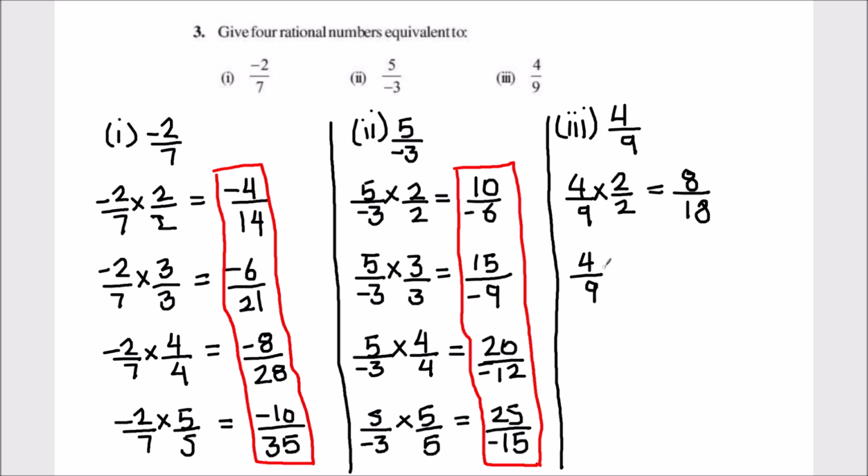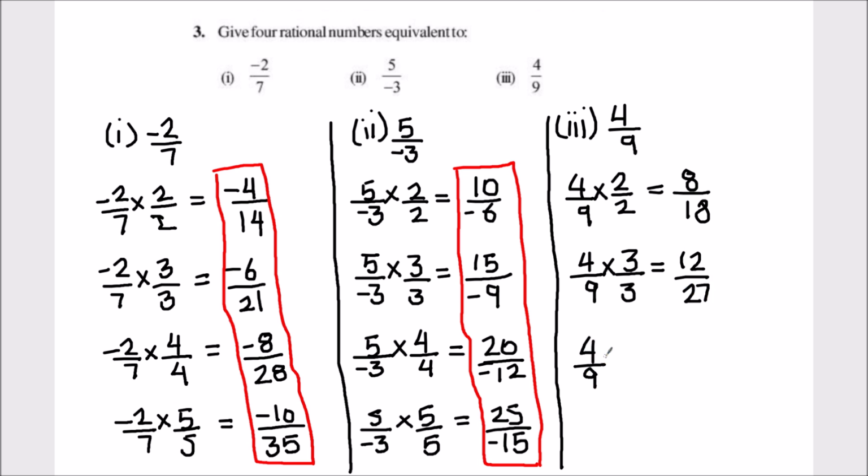Next we can take 3 over 3, so multiply and divide by 3. Here we see that we are multiplying and dividing by the same number. That means we are just multiplying by 1, because 2 over 2 or 3 over 3 will be 1. So this is not going to change the value of the fraction. That's why we are getting equivalent fractions which are equal in value but have different numbers. So next, 4 times 3 is 12 and 9 times 3 is 27.